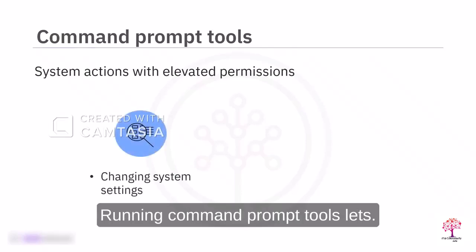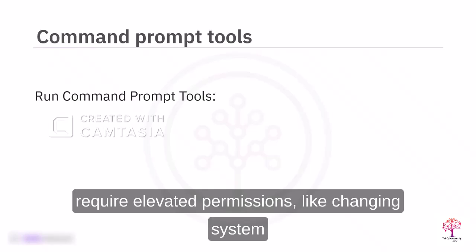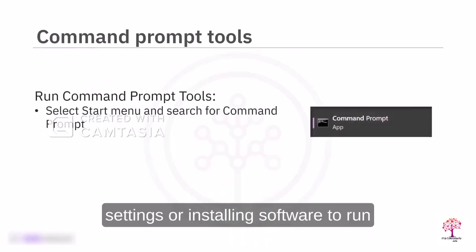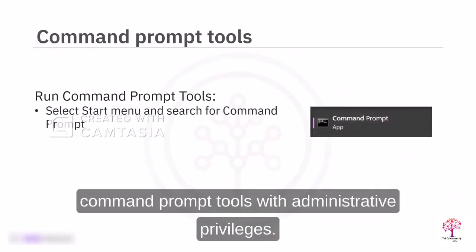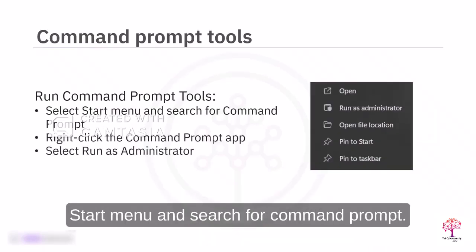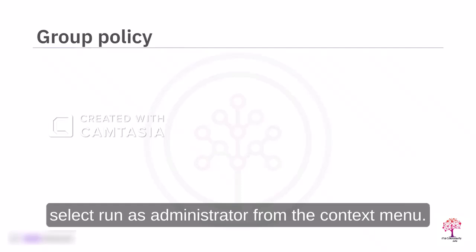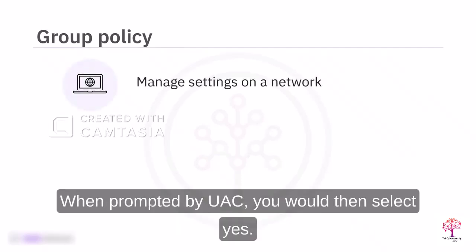Running command prompt tools lets the system carry out actions that require elevated permissions, like changing system settings or installing software. To run command prompt tools with administrative privileges in Microsoft Windows, you would select the Start menu and search for Command Prompt. Then right-click the Command Prompt application and select Run as Administrator from the context menu. When prompted by UAC, you would then select Yes.